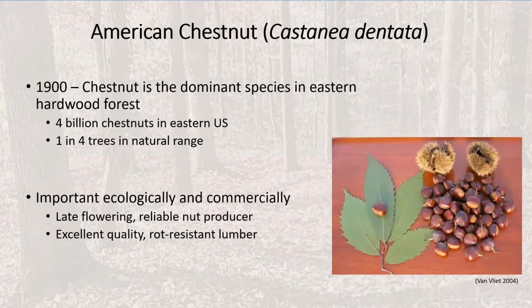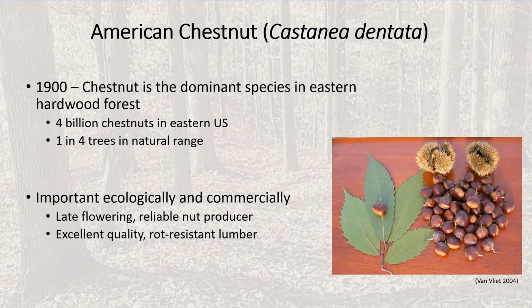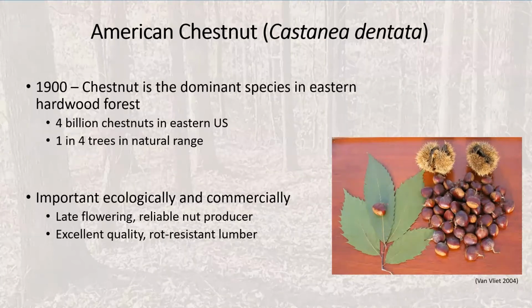I'm going to start today with a species that was pretty popular across the eastern part of North America, the American chestnut. In my experience as a forester, I haven't dealt with this plant much. It was eliminated by a pathogen we'll talk about here. But it was a really abundant tree around 1900, where they've estimated that about 1 in 4 trees across its natural range were chestnuts.